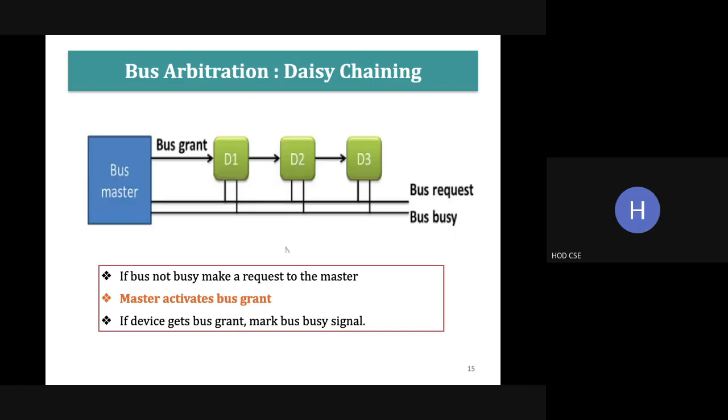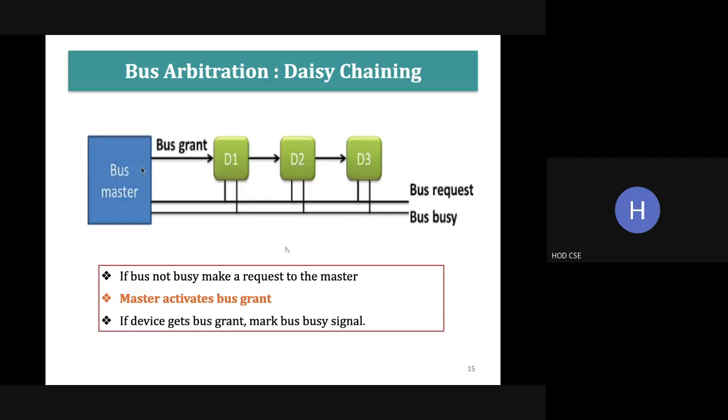It's arranged in a daisy chain pattern. So bus grant is connected to one device D1, and from this D1, the bus grant will be given to D2, and from D2, it will be given to D3. Okay, so only 3 signals are used here. And here, suppose a device needs the bus, it will send a bus request signal. Then that bus request will reach the bus master, and the bus master will give the bus grant signal.